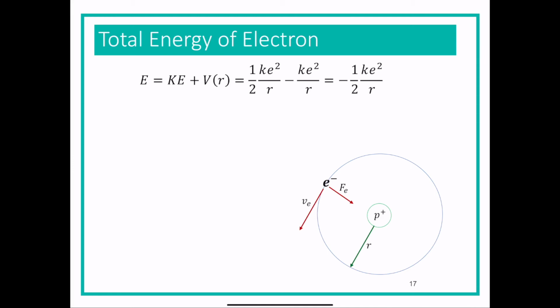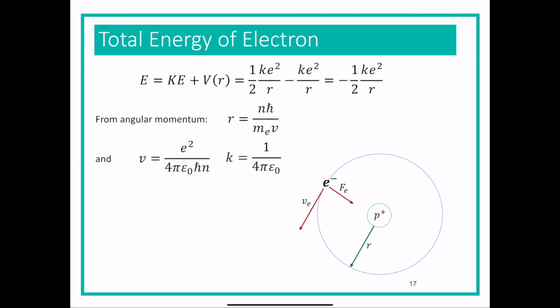In other words, the radial distance is related to the quantum number n times h bar, which again is a constant, over the mass of the electron times the velocity. We can take that r, because we can't go out and measure it, and put it in terms of something quantum mechanical that we can actually deal with. We can also take the velocity, which is e squared over 4 pi times the permittivity times h bar times that quantum number n again. And then we can substitute k like we did last time.